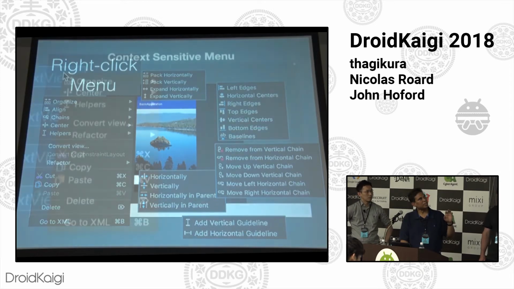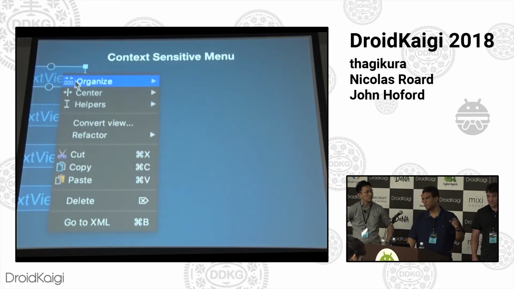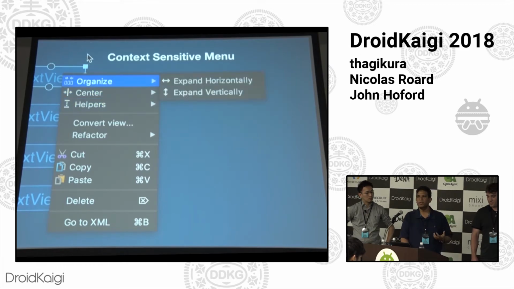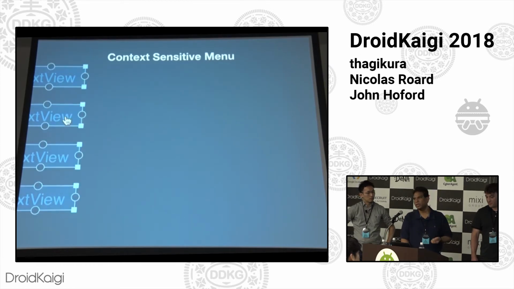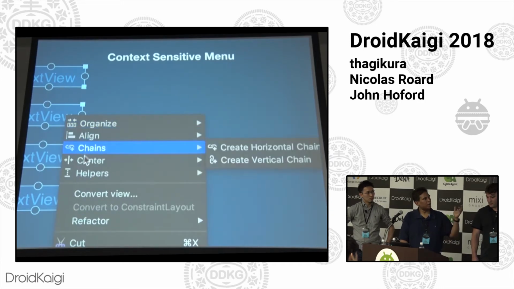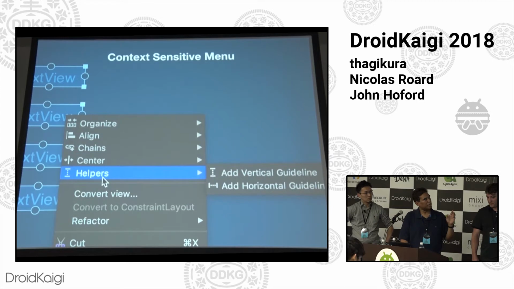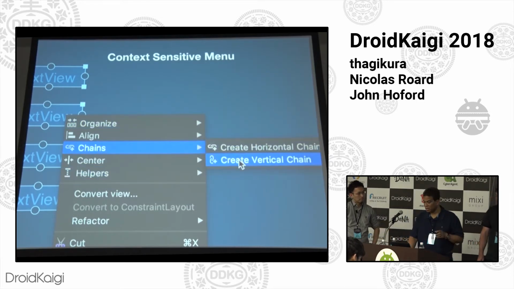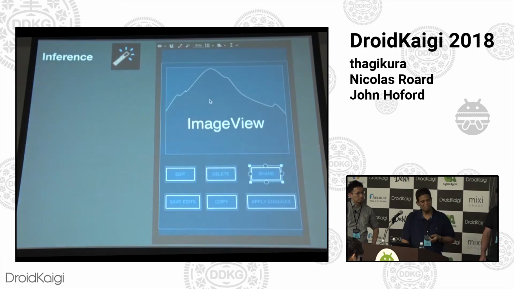The nice thing about it is they're context sensitive. So if you select something, it'll show you only the operations that you can do with that object. So in this case, you see, oh, I can do these chains, I can make it in a chain, all sorts of things. Now, if that was not enough, we have inference.